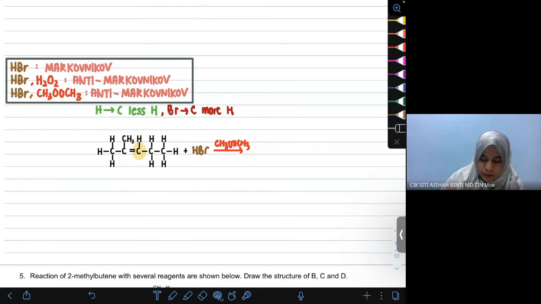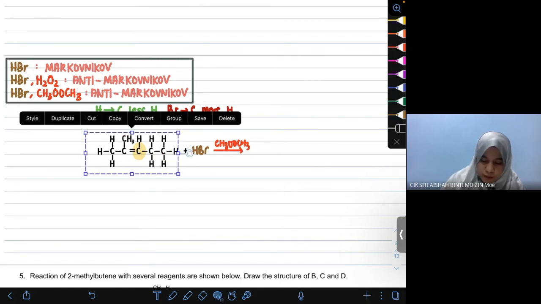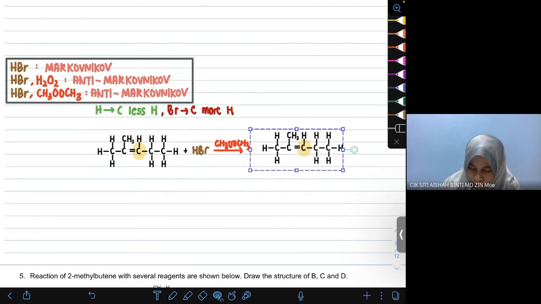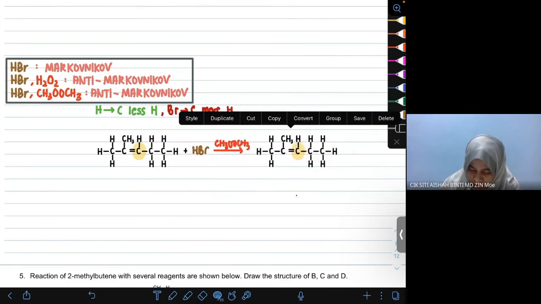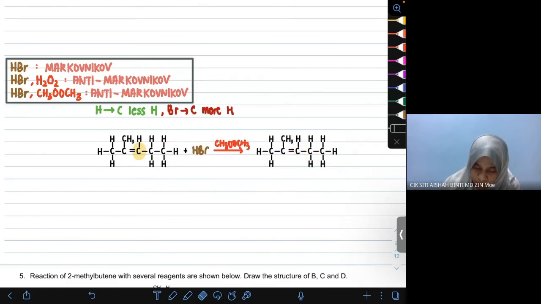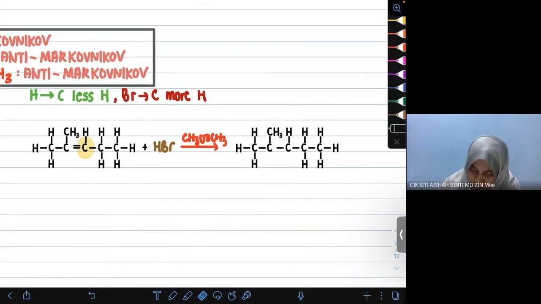Again, I have determined the one that I highlighted to be the one with more hydrogen. So remove the double bond and add 2 new bonds. Bromine goes on the carbon with more hydrogen, so here is my bromine. The next one will be my hydrogen. So this one follows the anti-Markovnikov rule.